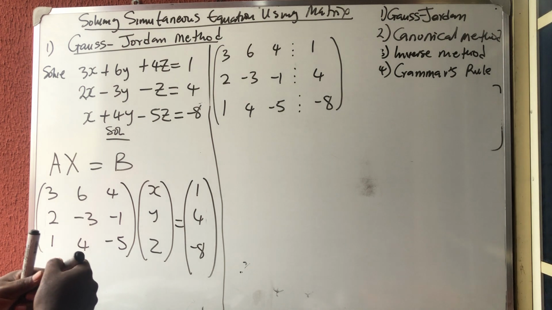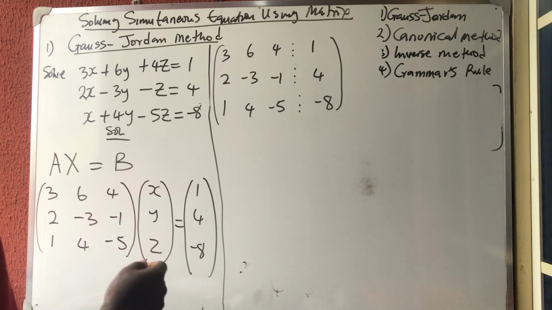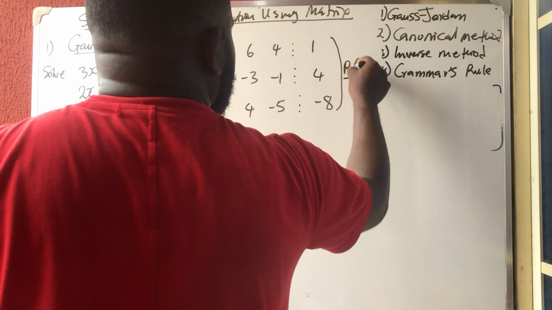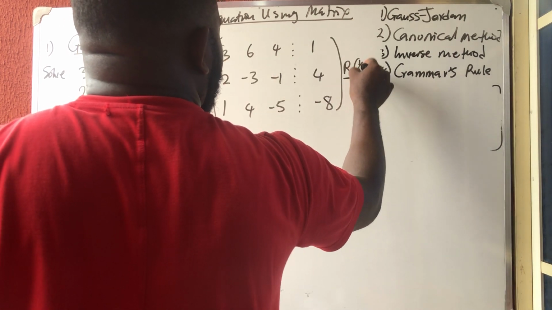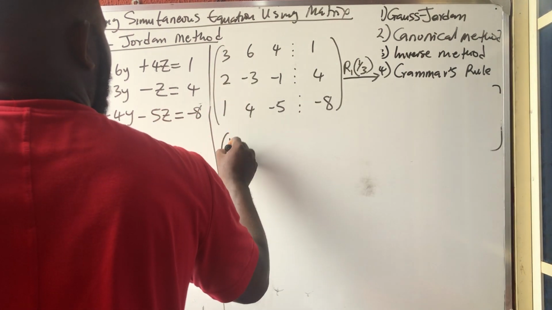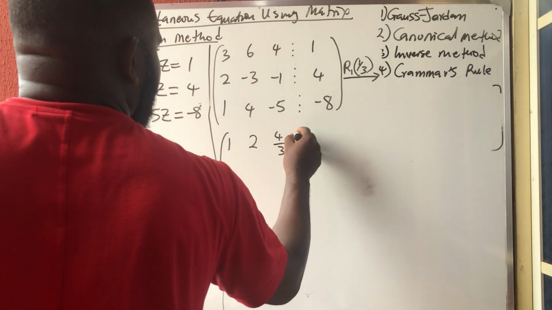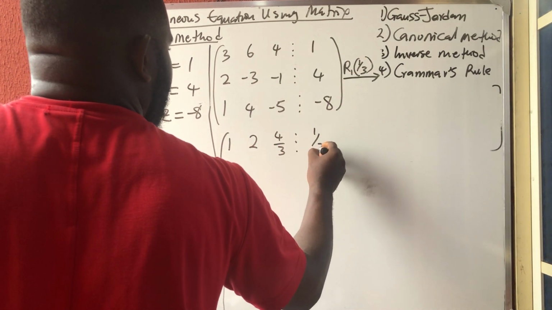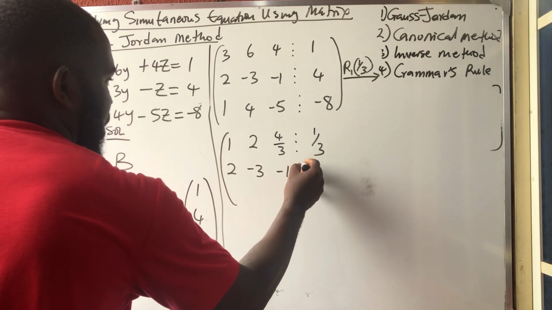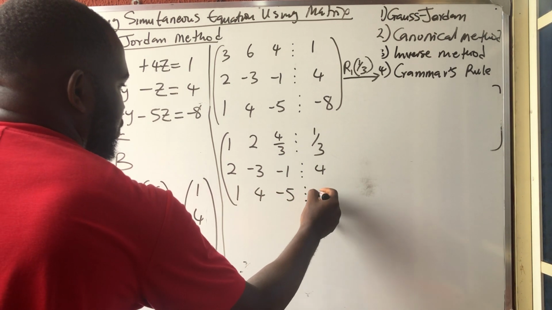The first thing to do in echelon is that we need to make the first entry here 1. And how do you make anything 1? By multiplying it by the inverse. So I'll say row 1 multiplied by the inverse of 3, which is 1 over 3. So the answer there should be 1 over 3 times this is 1, 1 over 3 times this is 2, 1 over 3 times this is 4 over 3, 1 over 3 times this is 1 over 3. Then leave the rest the way it is: 2, minus 3, minus 1, 4; 1, 4, minus 5, minus 8.